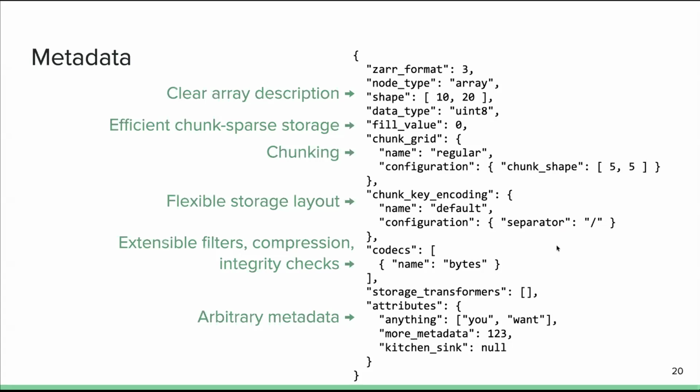The last really important thing is this attributes key down at the bottom, where you can store any information you want. And this is what underpins OME-Zarr, because all OME-Zarr is a set of metadata that we add to a Zarr hierarchy.